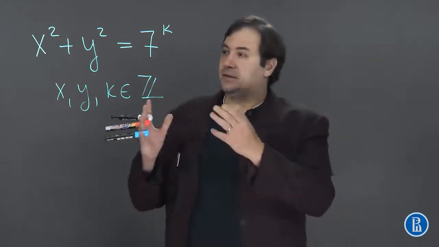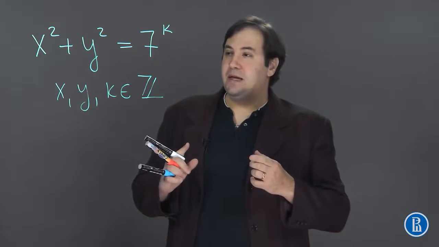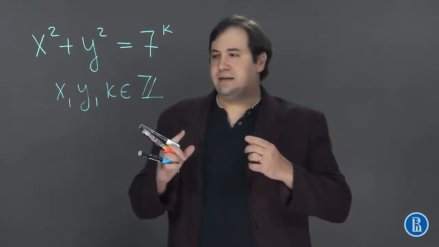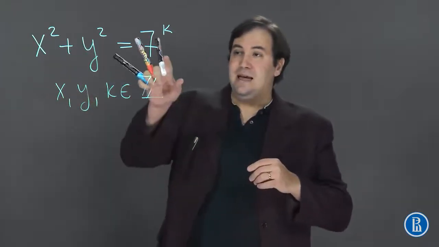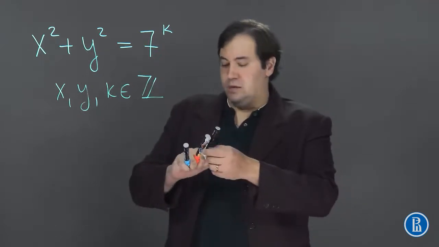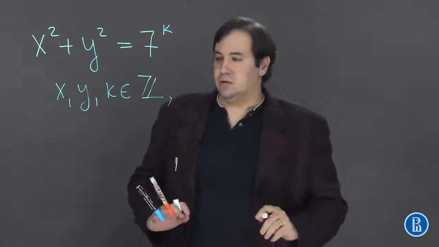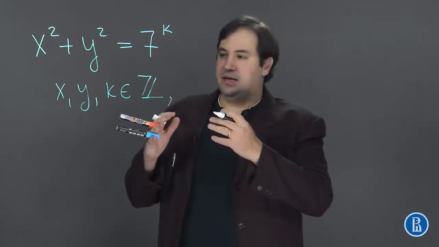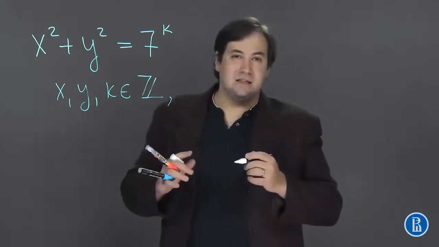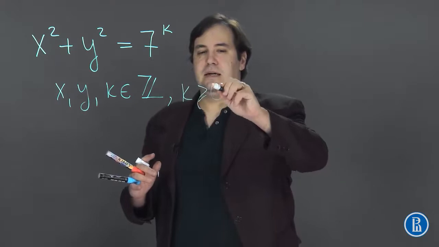To show you what this method is, let's consider such an equation where x, y, and k are integers. First of all, notice that since the left-hand side is an integer, k must be greater than or equal to 0. Well, it's not so difficult to prove that if k is negative, this equation has no integer solutions. So k is non-negative.